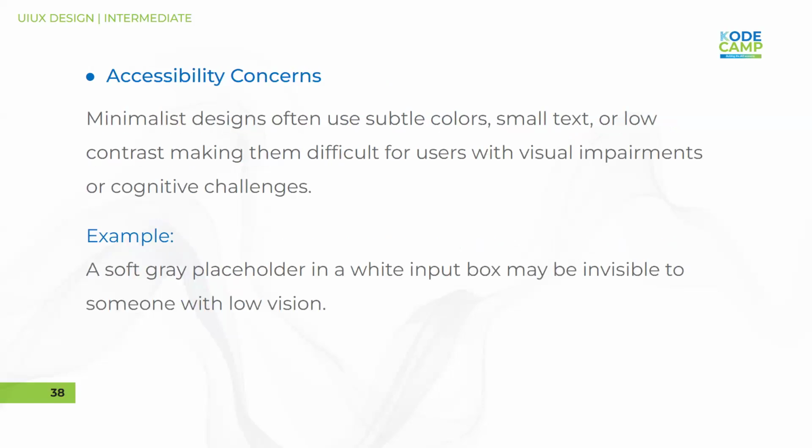So we have here the number 3 to be accessibility concern. Minimalistic design often uses subtle colors, small text, or low contrast, making them difficult for users with visual impairments or cognitive challenges. So while using colors, combining colors, your text sizes, and the likes of it, always think about that there are users that have visual challenges. They can't see the color very well.